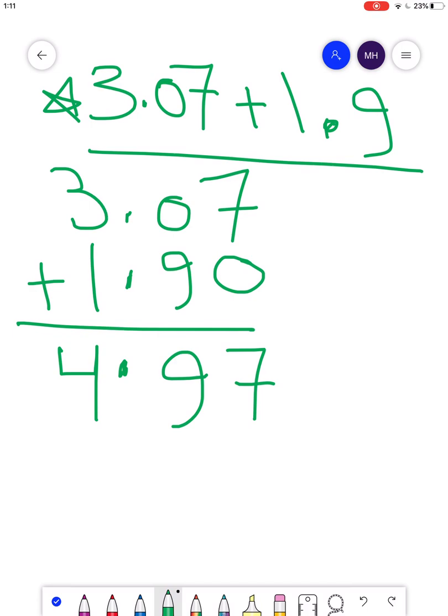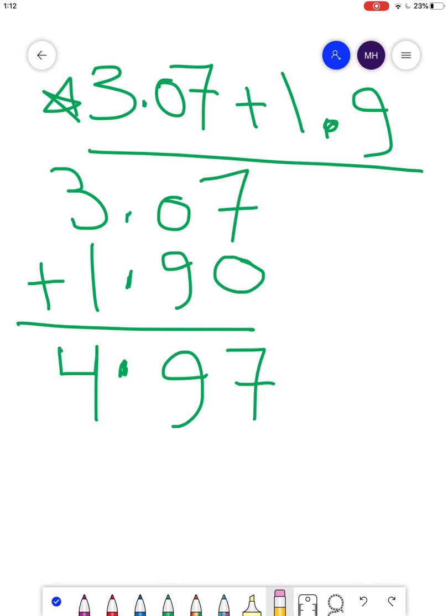This is the answer. So we have to take care. First step, we have to line up the decimal points. I need to write them below each other. Then I start adding from the right, from the hundredths, then the tenths, then the ones, then the tens. I need to regroup if needed. After I line up the decimal points, it will be like adding whole numbers.